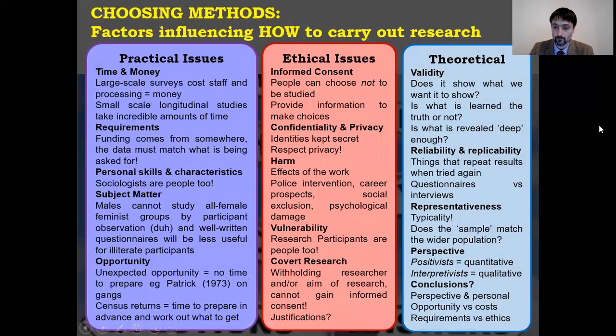Also, is what is revealed deep enough? Is it going to answer all the questions you have? Or is it just a surface scratch, as it were, of what's out there? Is it just a snapshot and no more? Sometimes that's all you want, but the validity of that depends what you're trying to do, I suppose. So validity is how much does the data match what you need to find out to answer the question you've decided to answer. That brings us on to reliability and replicability.